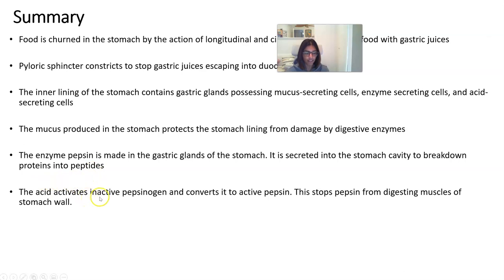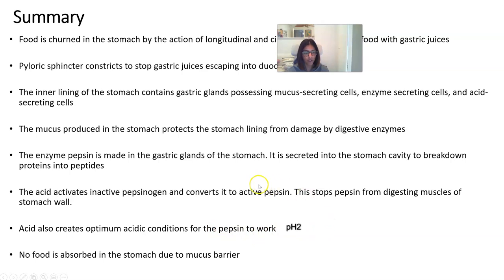The acid activates this inactive pepsinogen and converts it into an active enzyme called pepsin. The reason for this is because it will stop the pepsin from digesting the muscles of the stomach wall while it's in there. So that's why it has to be switched off, if you like, when it's in the gastric glands. Now, the acid also creates the optimum conditions for pepsin to work in, which we know is pH 2. Because of that mucus lining, there is no absorption of food in the stomach, and we just get chemical and mechanical digestion occurring.